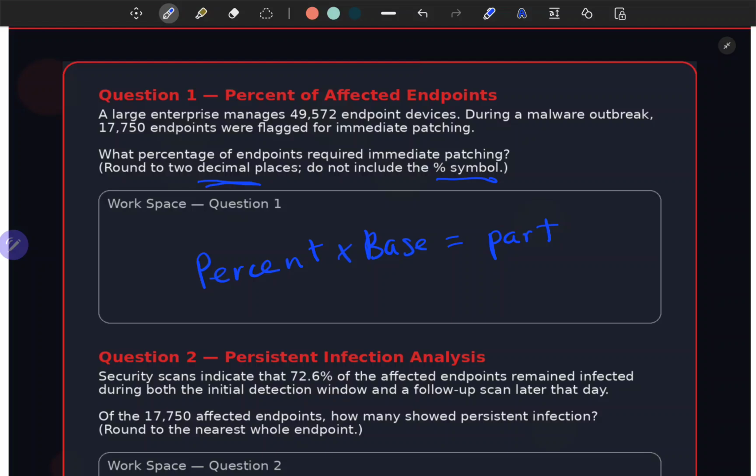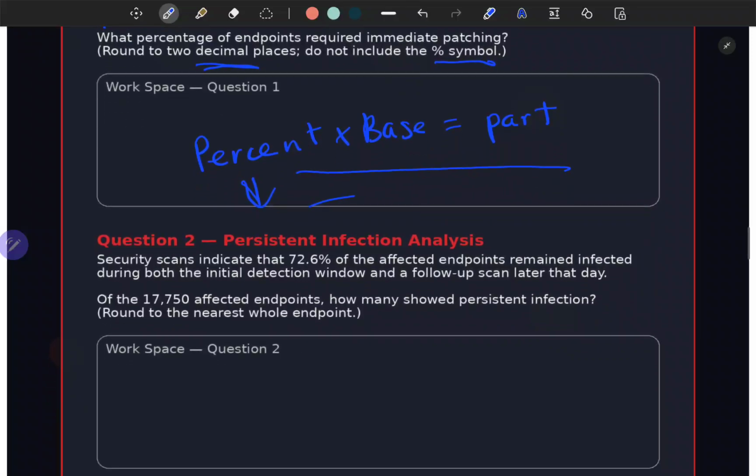At a large enterprise, they want to know during a malware outbreak, what percentage of the endpoints required immediate patching. So they're asking what the percentage is. That kind of tells me what I'm dealing with here. One of these numbers is going to represent something there. It shouldn't be the percent because that's what they're asking for. So if you can figure all that out, you should be fine with that question there.